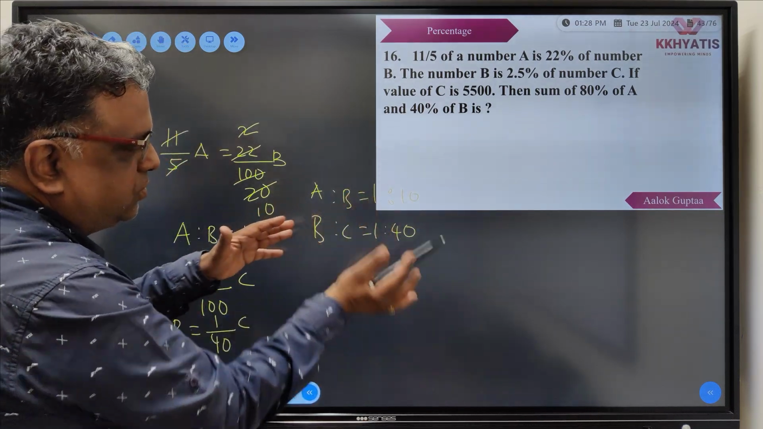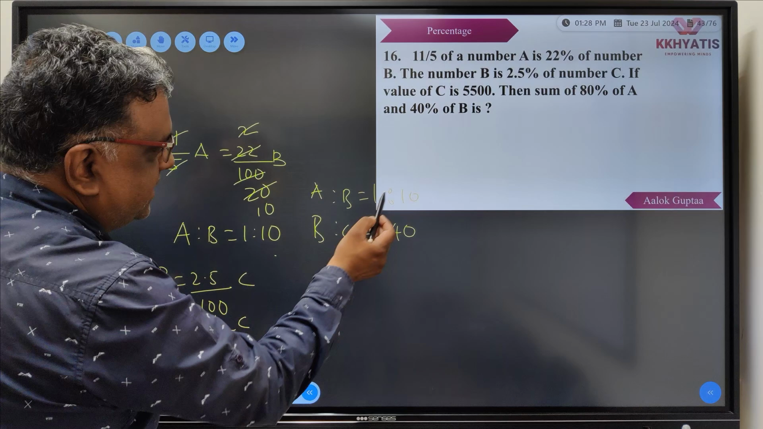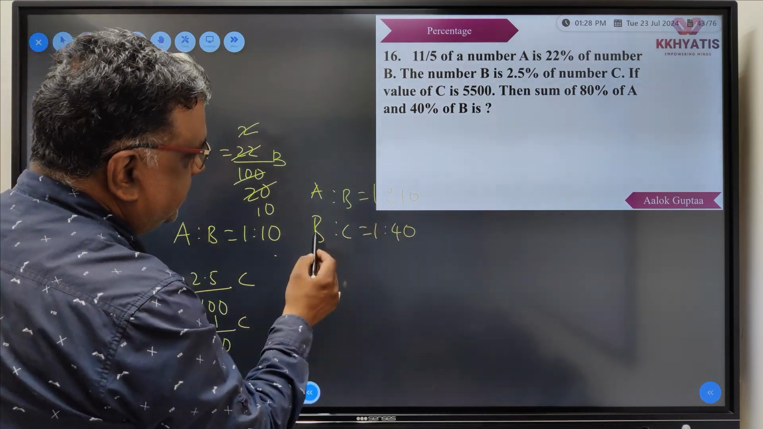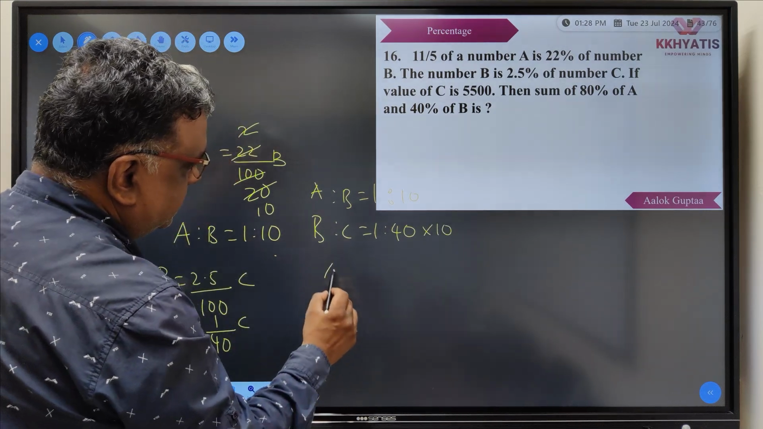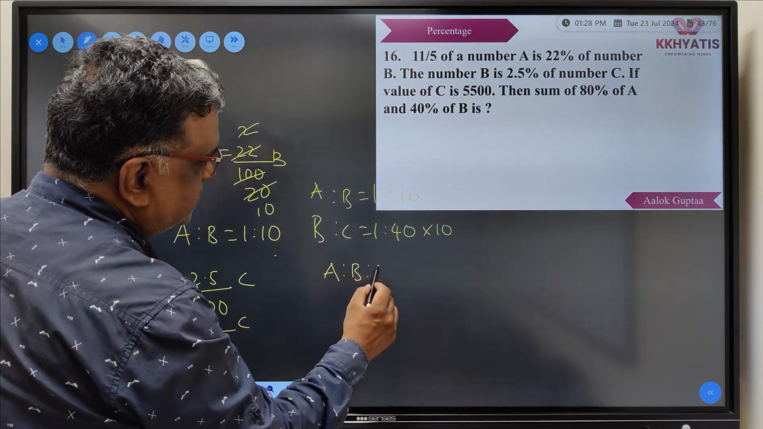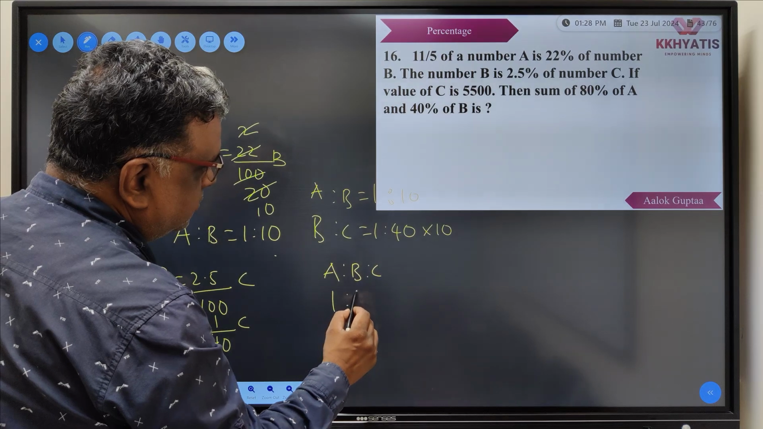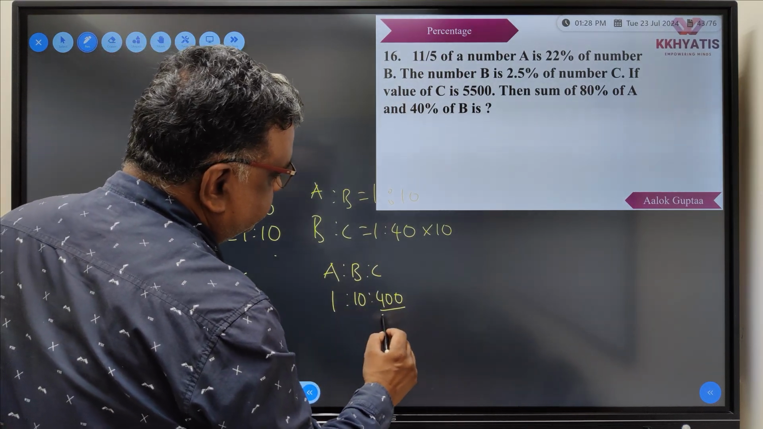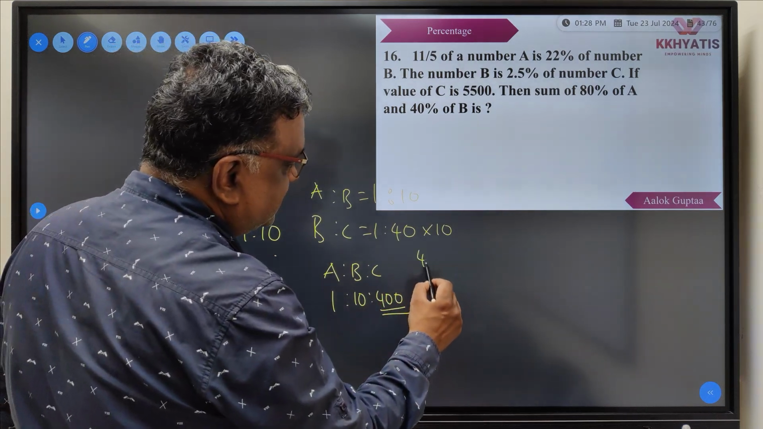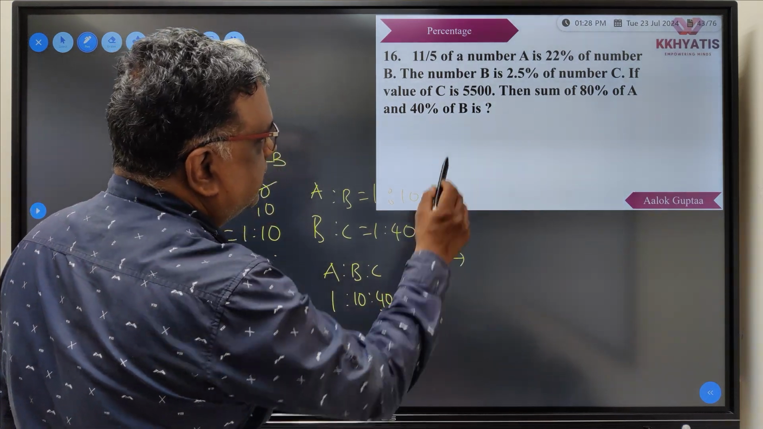Now if I have to merge these two ratios, I'll have to make B same in both. So B here is 10, B here is 1. So I will multiply this by 10 here. So the ratio becomes A is to B is to C will become 1:10:400, correct?